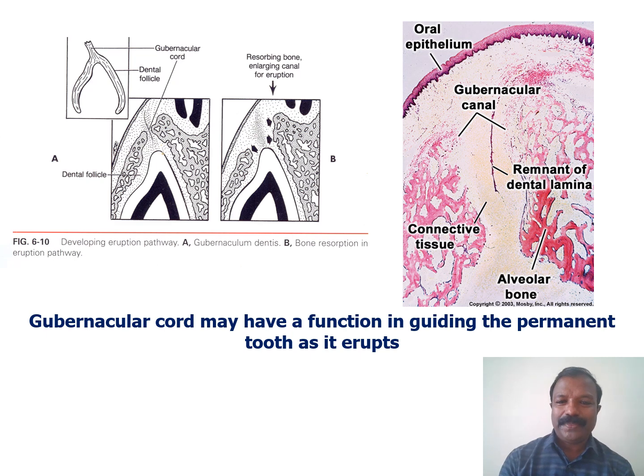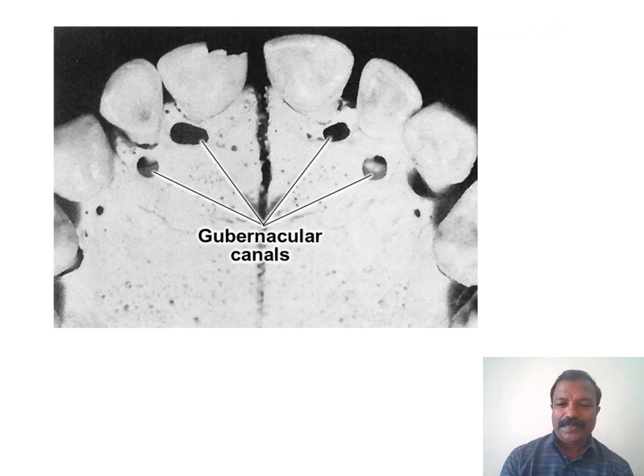Here you can see the area filled with the remnants of dental lamina in the connective tissue, that is the gubernacular cord. It is situated in a bony crypt that is known as the gubernacular canal, and this gubernacular cord has a function in guiding the permanent tooth as it erupts. So you can see the gubernacular canals lingual to the deciduous teeth in dried skull bones.